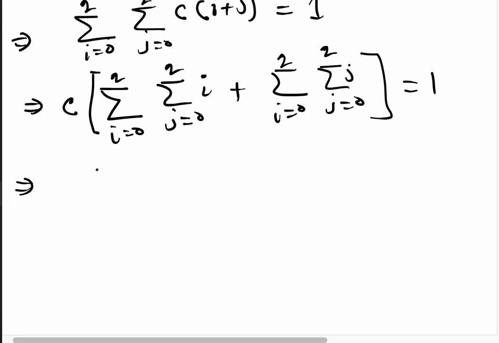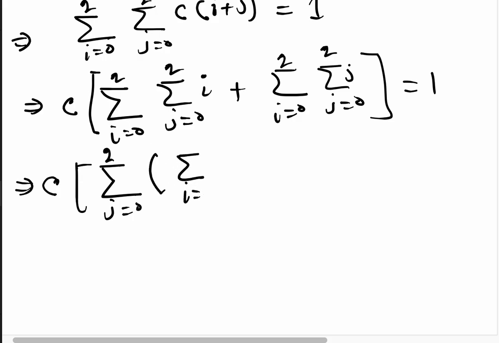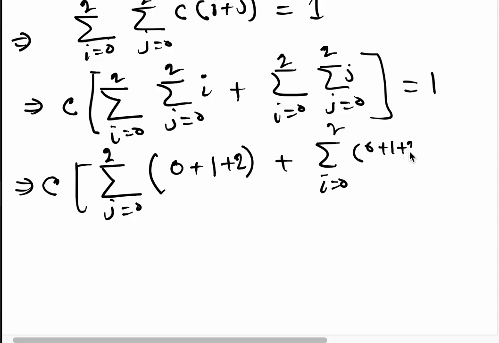So in this summation there is no j involved, only i involved. So we can take this summation j equal to 1 to 2, and first we'll sum over i, and i takes only the values 0 plus 1 plus 2. Similarly here, j will be taken care of by this sum, and i equal to 0 to 2. So this is 0 plus 1 plus 2, which is 3.